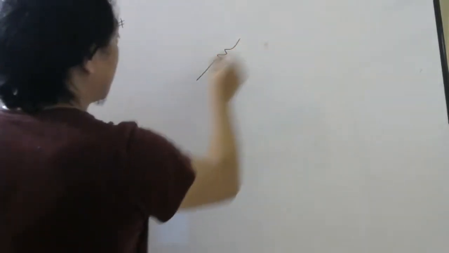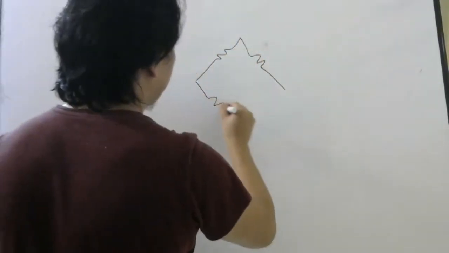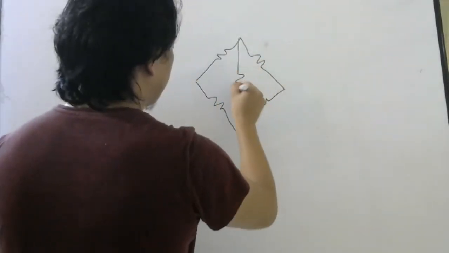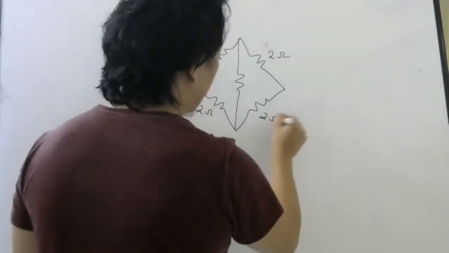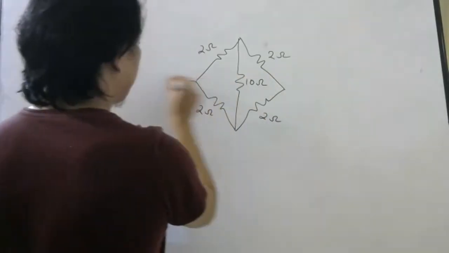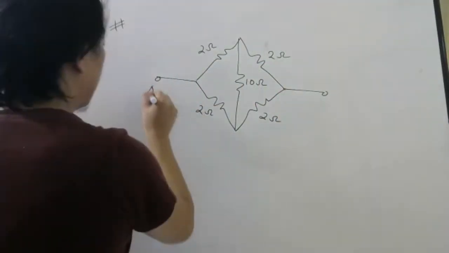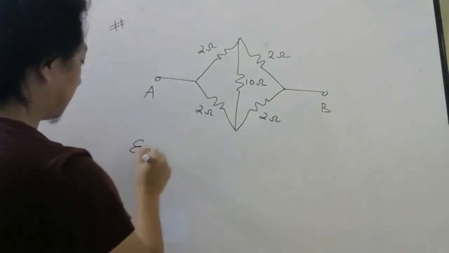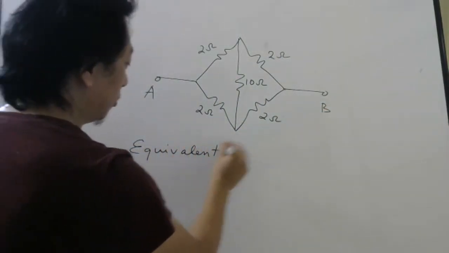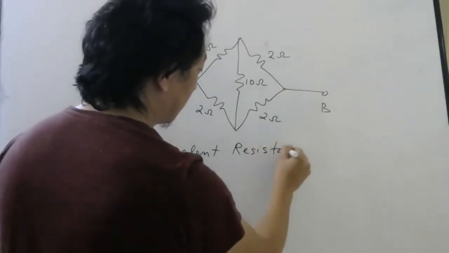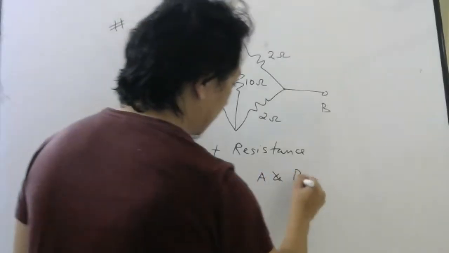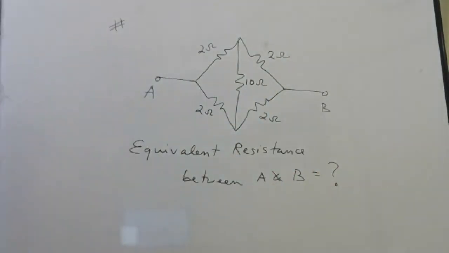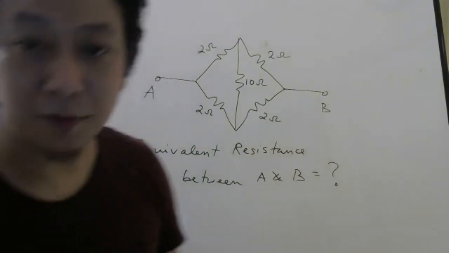Okay. So look here. Anyways, I'm going to teach this again. So suppose I give you a circuit like this: 2 ohm, 2 ohm, 2 ohm, 2 ohm, 10 ohm. And I want equivalent resistance between A and B. Okay. So this question, if they ask, we are gone.